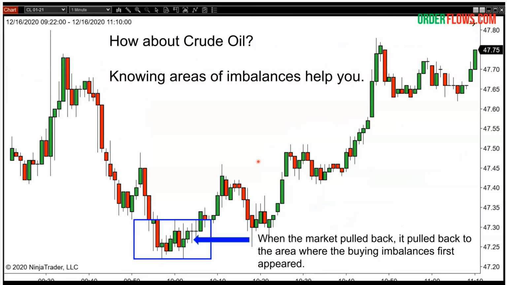But that's E-minis. What about other markets? Here's crude oil yesterday. Knowing areas of imbalance is going to help you. Again, you had this nice sell-off down to 47.25. It just sort of goes sideways in here. Market went up and it pulled back literally right to this level. Why? Because in here, where this arrow is pointing, there's buying imbalances. You can't see it on a normal candlestick chart. The information is just not available to you.